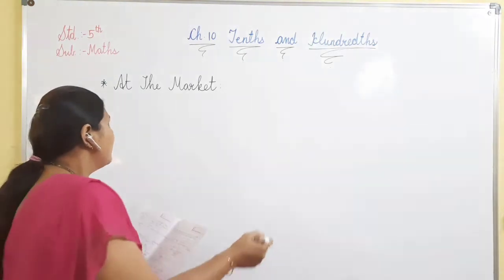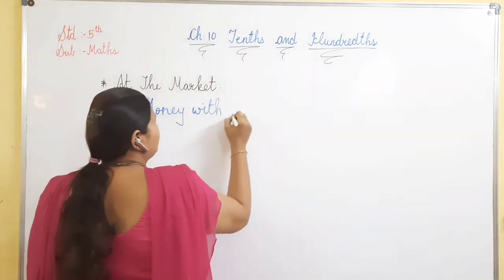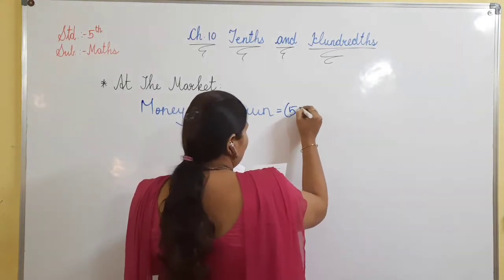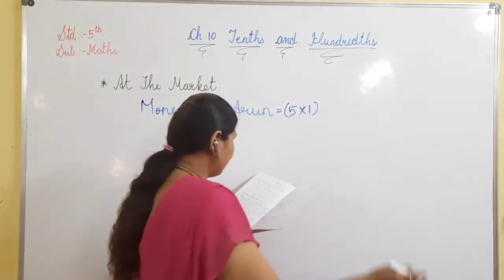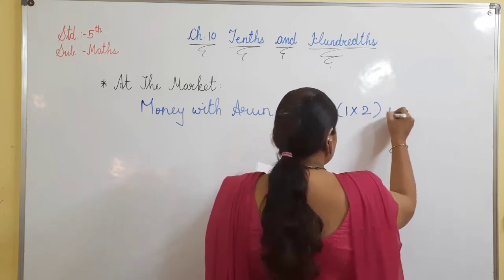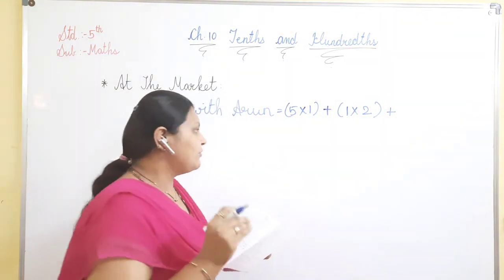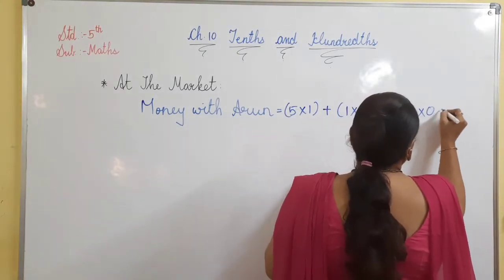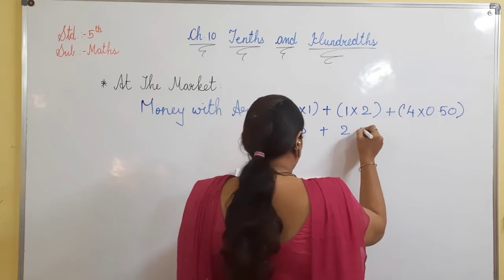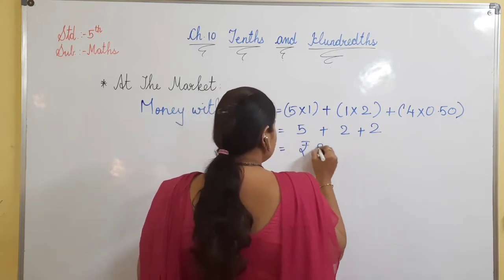Now let us calculate. First, money with Arun. What is the money he is having? He is having one 5 rupee coin, so 5 multiply 1, plus 2 one rupee coins, plus again he is having 4 half rupee coins. 4 half rupee means 0.5, that is 50 paisa. So 4 multiply 0.50. Now let us simplify. 5 ones are 5, plus 2 ones are 2, plus 4 fives are 20 and 1 point, that is 2. So 5 plus 2 plus 2, rupees 9.